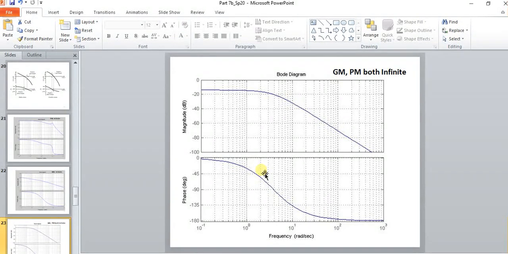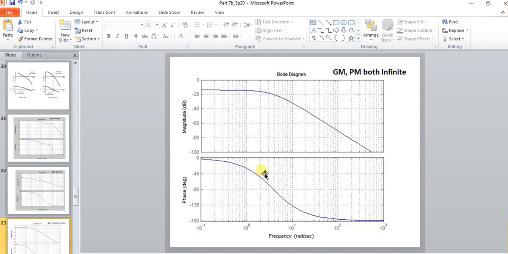Now, how to find the positive gain margin? Start from the phase diagram. See where the phase curve crosses the minus 180 line. From there you go up till you meet the gain curve. If the point of meeting the gain curve is below 0 decibel, it is a positive gain margin.